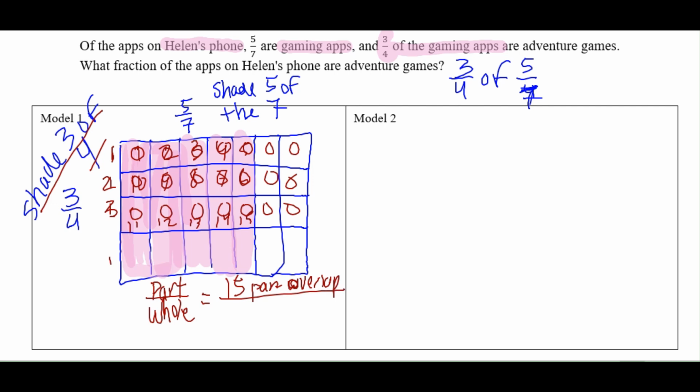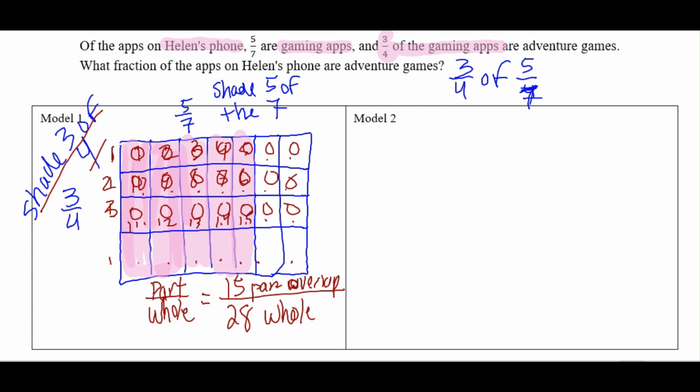And then for the denominator, we have the whole, which is 1, 2, 3, up to 28, which is the whole. The total number of little boxes is 28, which is the same answer that we got for our calculations.